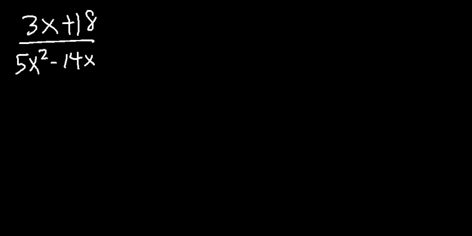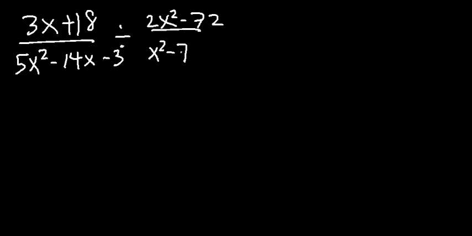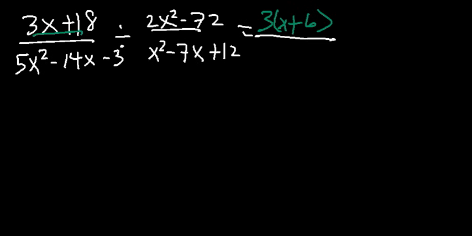Let's try this one. 3x plus 18 divided by 5x squared minus 14x minus 3, divided by 2x squared minus 72 over x squared minus 7x plus 12. So in the first fraction, we can take out a 3. So we have 3 times x plus 6. On the bottom, what we need to do here is multiply 5 and negative 3. 5 times negative 3 is negative 15, and two numbers that multiply to negative 15 but add to negative 14 is negative 15 and 1.